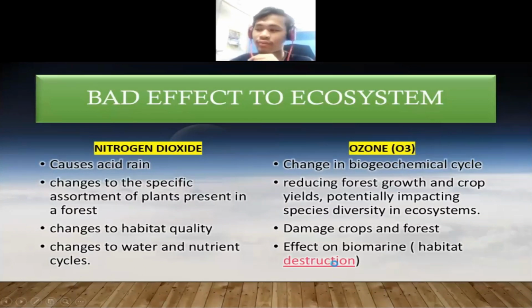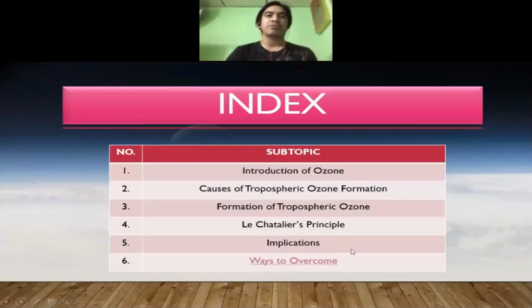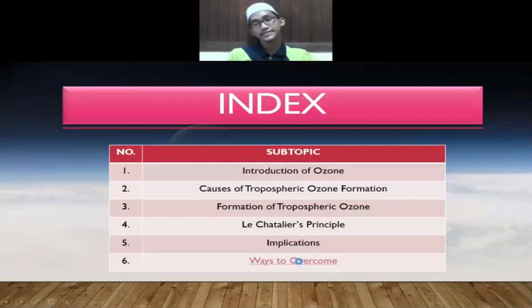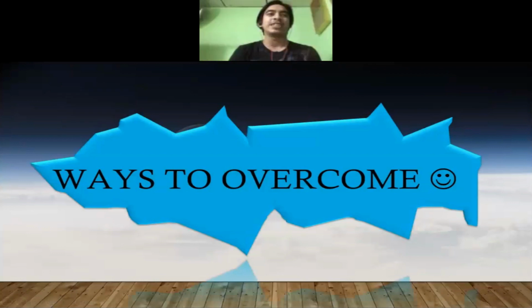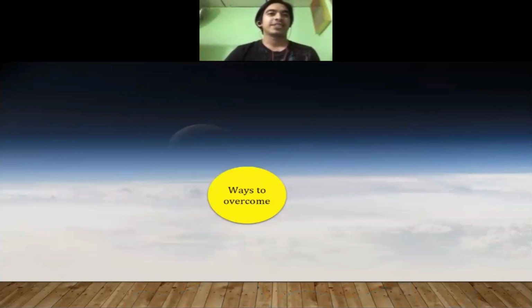Thank you. Okay, thank you, Mr. Amirul Afiq. So as you can see, there are many implications regarding this topic. So I think I will end our forum today. Hey, wait. I think I forgot something. If there are many bad effects, there must be ways to overcome them too, right? Yes. Okay, so can all of you suggest ways to overcome the issue of nitrogen dioxide and tropospheric ozone?